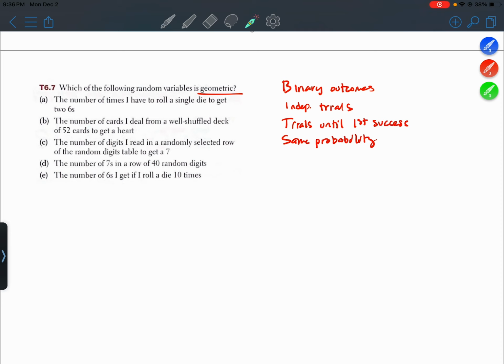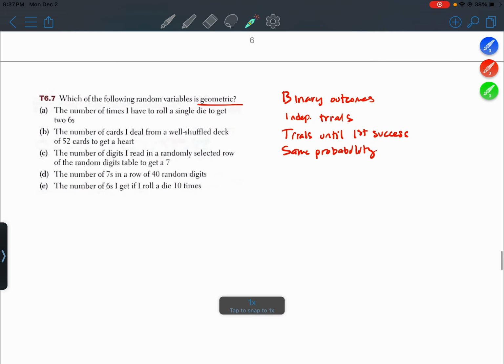It can't go up or down. I'm going to focus on this because it's really the main difference between binomial and geometric. The B, the I, and the S characteristics are the same. It's just that in geometric, we're counting the trials until success, and in a binomial, we're counting the number of successes in a fixed number of trials. So I'm going to look for an answer choice that sounds like it's waiting for that first success to occur.